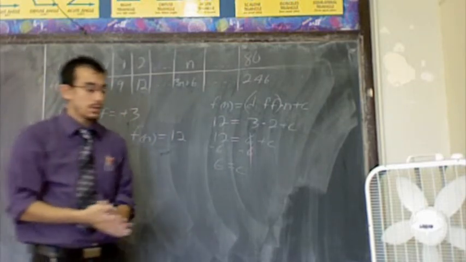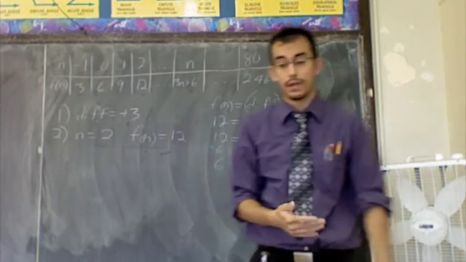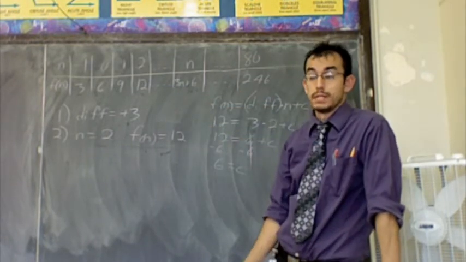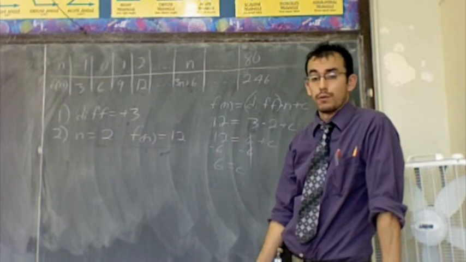That's it. That's all you really need to know about solving for the nth term. You got to write your rule, then you got to plug in your n into your rule. And that'll do it for you. Okay?